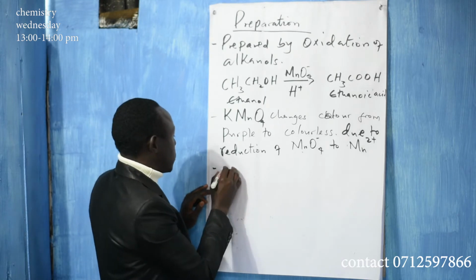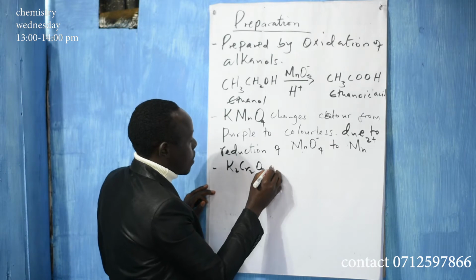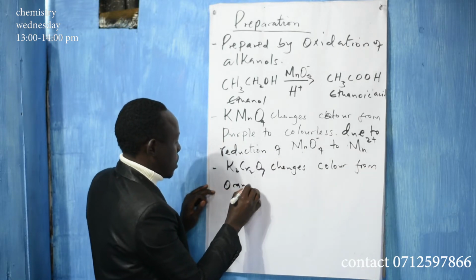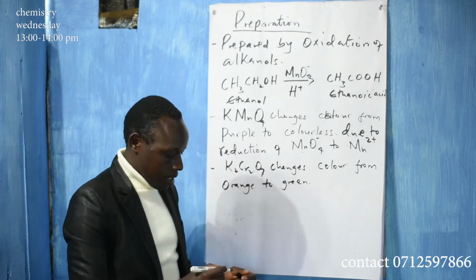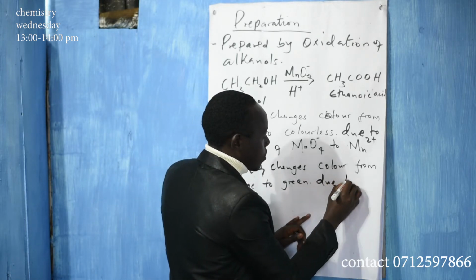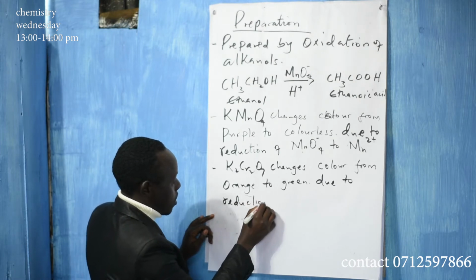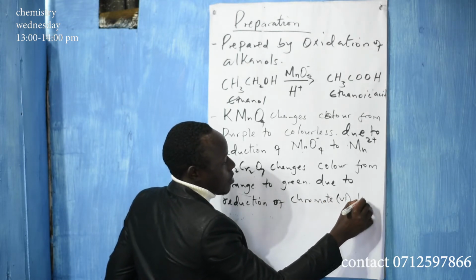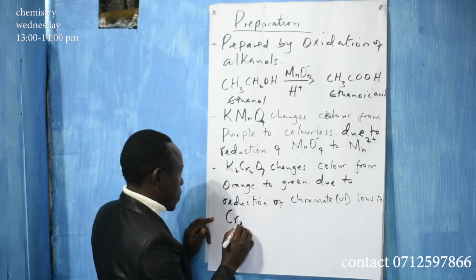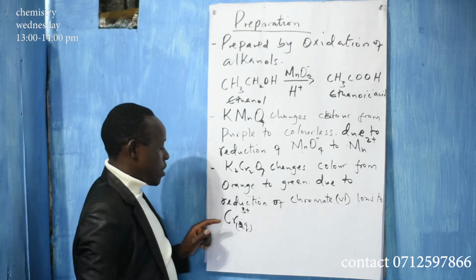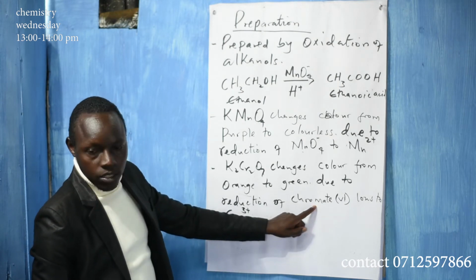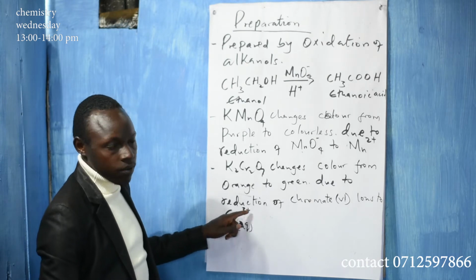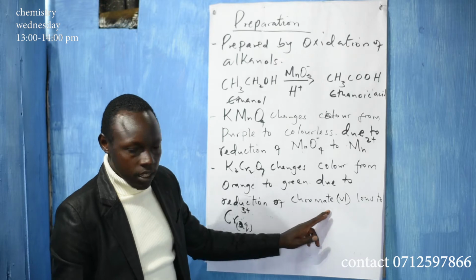In the case of potassium dichromate 6, it changes color from orange to green. This is due to reduction of chromate 6 ions to chromium 3 ions. So chromate 6 ions are reduced to chromium ions, Cr3 positive, aqueous, which is green. So this is orange, this is green.